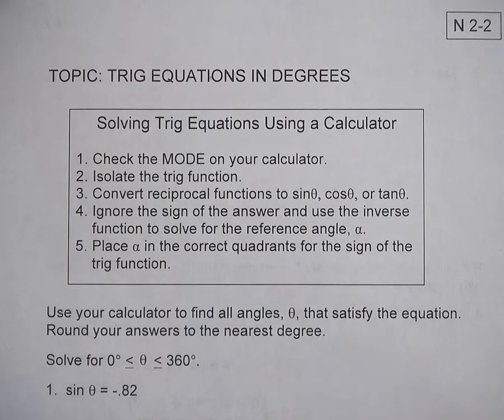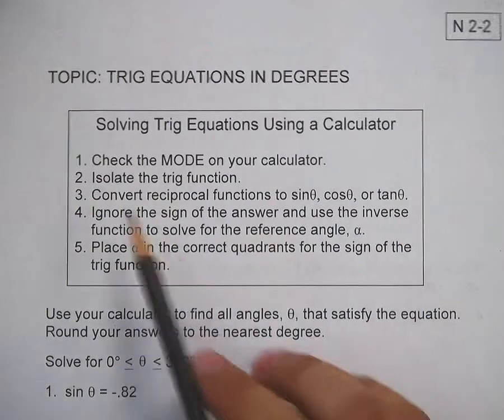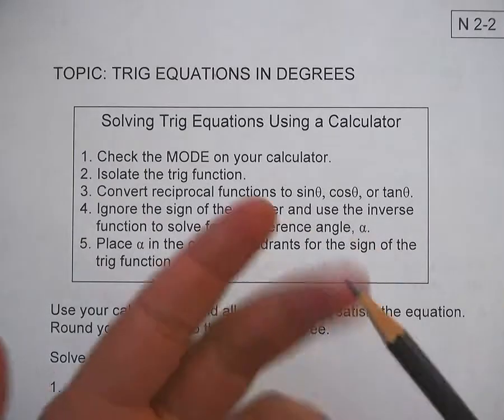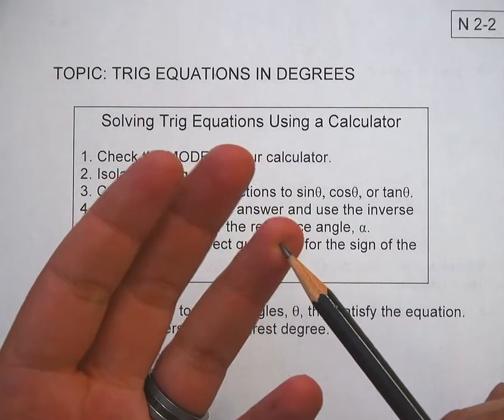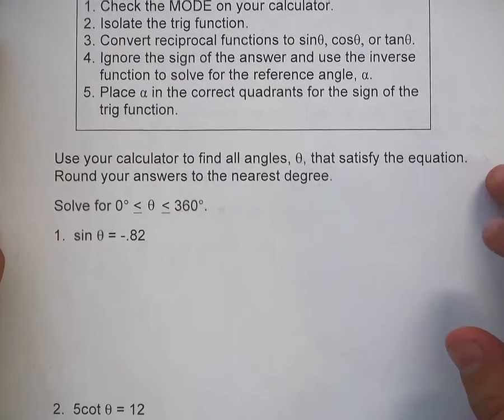That's where it gets interesting because this is what we haven't done so far. If you start with cosecant, secant, or cotangent, you have to get it to your sine, cosine, or tangent. That's what 3 says. 5, place alpha in the correct quadrants. Okay, so there's really one step in here that we haven't done before, and it's going to be number 4. Here's how this is going to work.